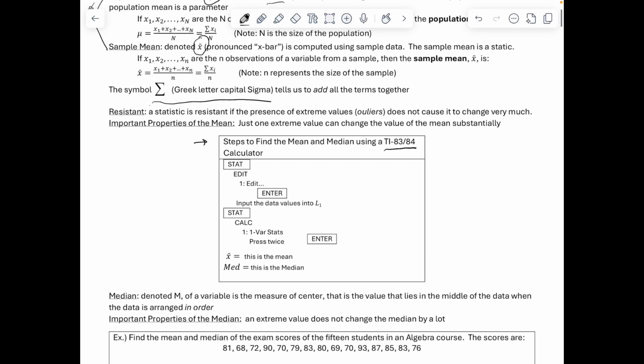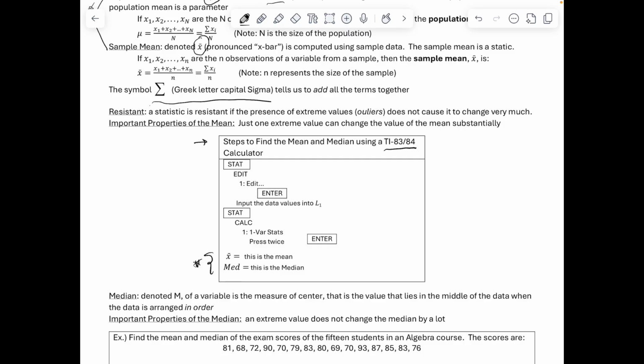And so it says to go to stat, go to edit, it should be on there by default, and hit enter. And you're going to input your data into L1. Then you're going to hit your stat button again, go to calc. This is going to require you to scroll right and go to one of our stats and then press enter twice. It will give you a bunch of output, but the two that we're going to be discussing right now are X bar, this is the mean, and then MED, this is the median. The calculator does not use mu, so your job is to understand if the data set is from the population or from the sample.